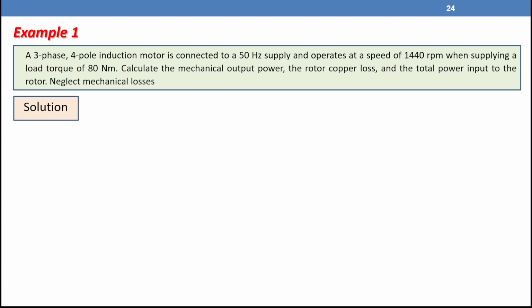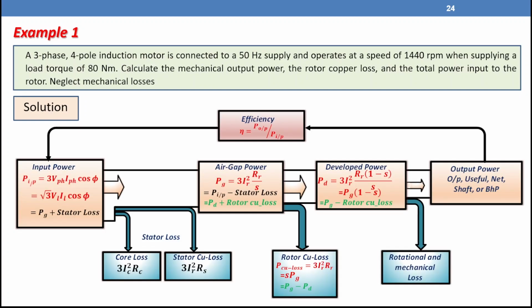Before we start the problem, we need to recall the power flow diagram. So we have input power, we have a stator loss, we have air gap power, rotor copper loss, developed power, rotational and mechanical loss, and output power or net power. That one is neglected, so the mechanical loss is neglected. So the output power now is the developed power. So we need to calculate the developed power, the rotor copper loss, and the power input to the rotor, which is the air gap power now.